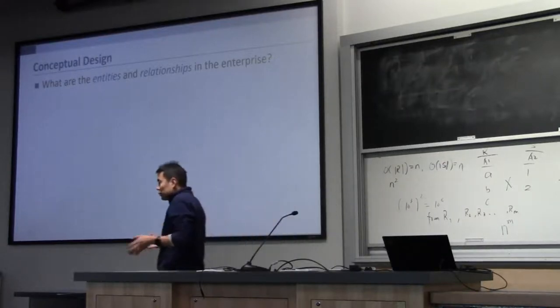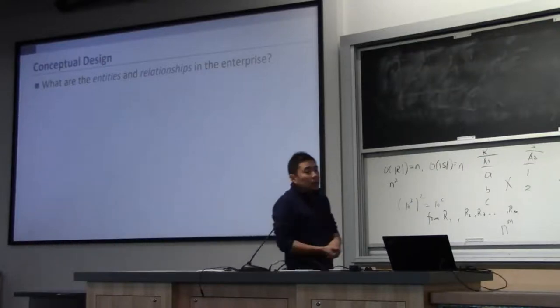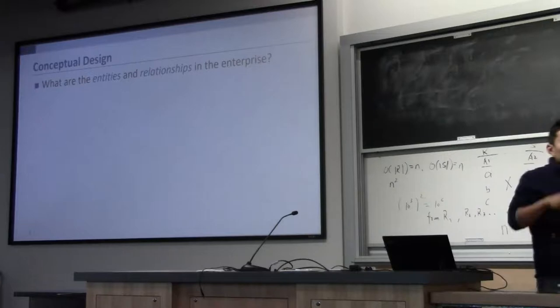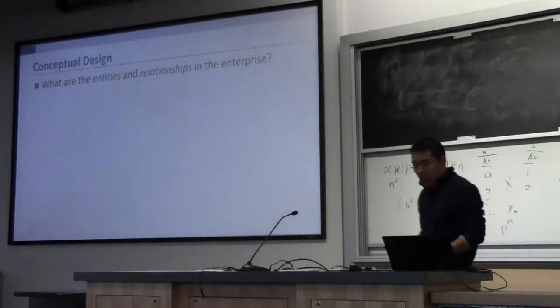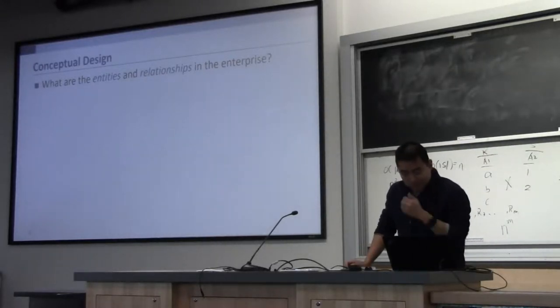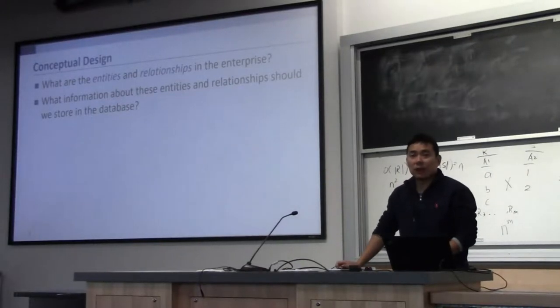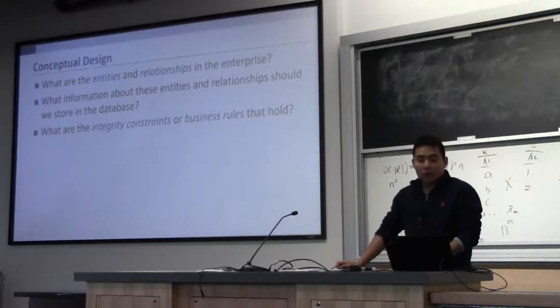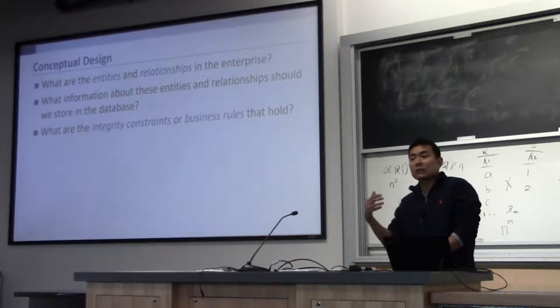A particularly useful tool for conceptual design is called the ER model, the entity relationship model. In this framework, there are really two things you need to understand: one is entities, one is relationships. That's it. So what are the entities and what are the relationships? What information do we need to store about those entities and relationships? And in addition, what kind of integrity constraints, which we just talked about, do we need to enforce on top of those entities and relationships?